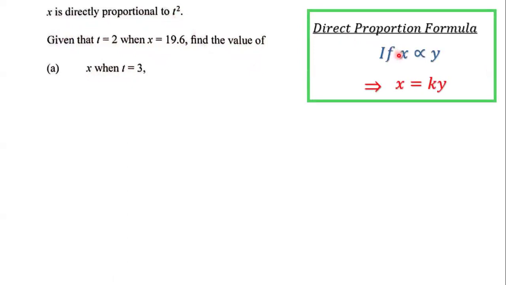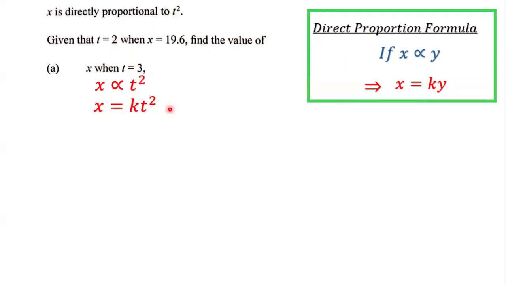So in general, this is the direct proportion formula. If x is directly proportional to y, then what that means is that x is equal to k times y. In this case, x is directly proportional to t squared, and so what that means is that x is equal to k times t squared.